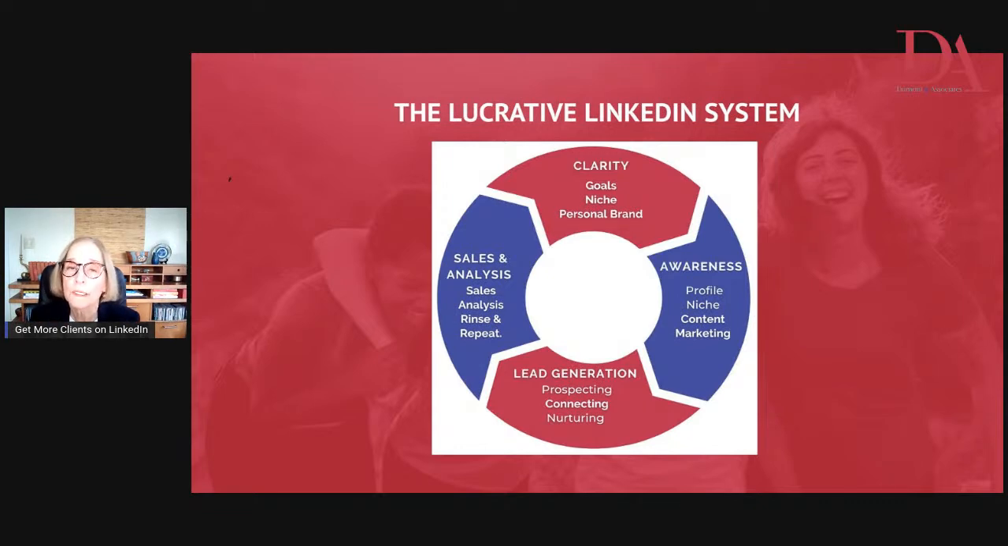But even if you decide not to use creator mode, you can still record videos, upload images, upload pictures of your free gift, of your lead magnet, videos of testimonials. All of those things can be included on your profile, and that really increases your chances of being found, not only on LinkedIn, but on Google. If you've ever Googled yourself, and if you do Google yourself, be sure to put your name in parentheses, because that's how it's going to work.